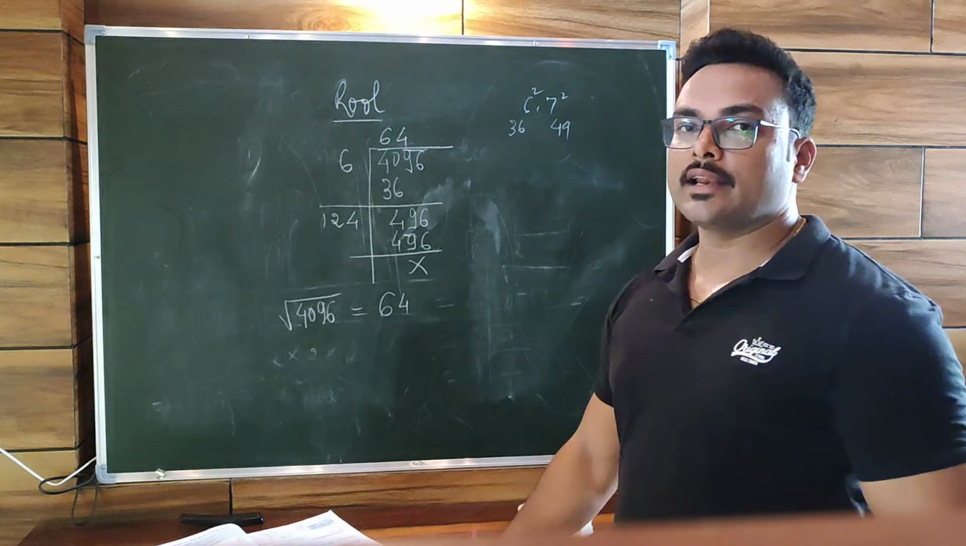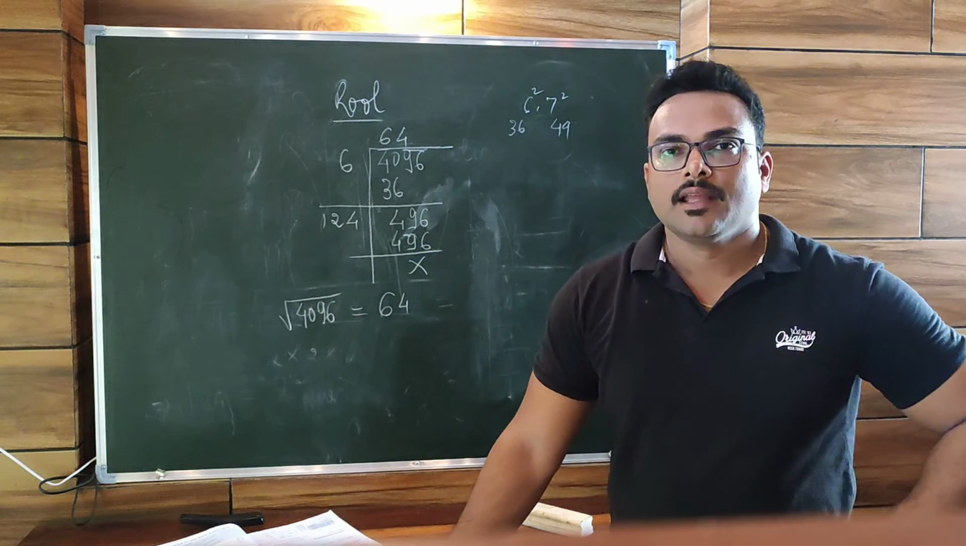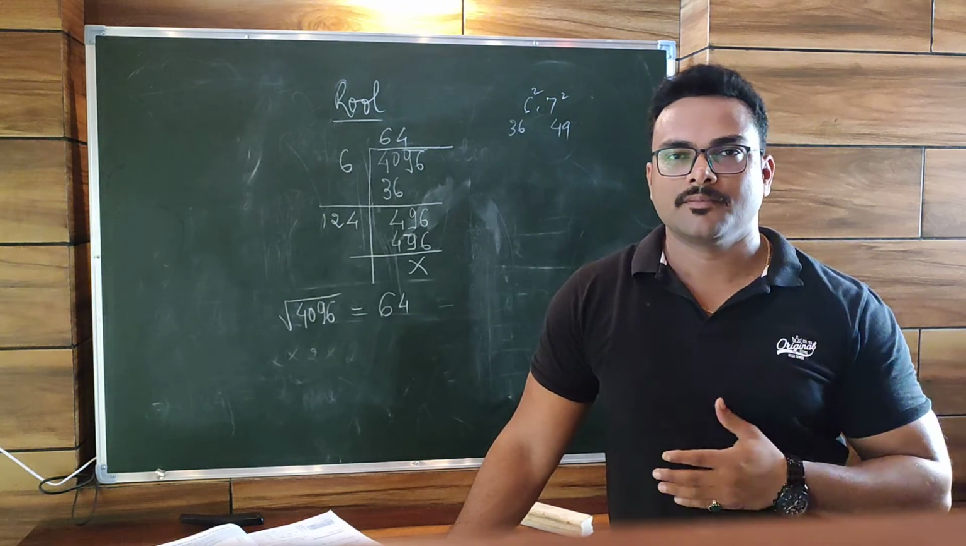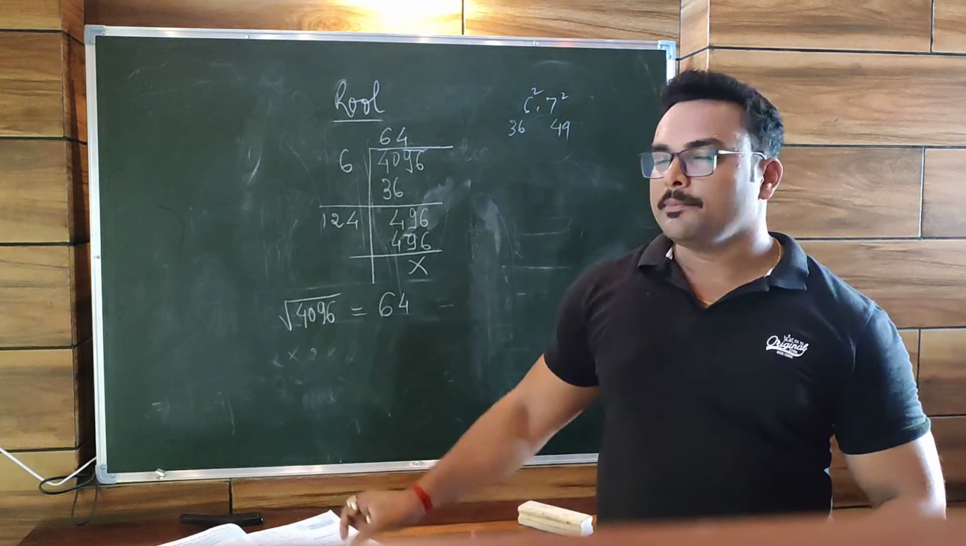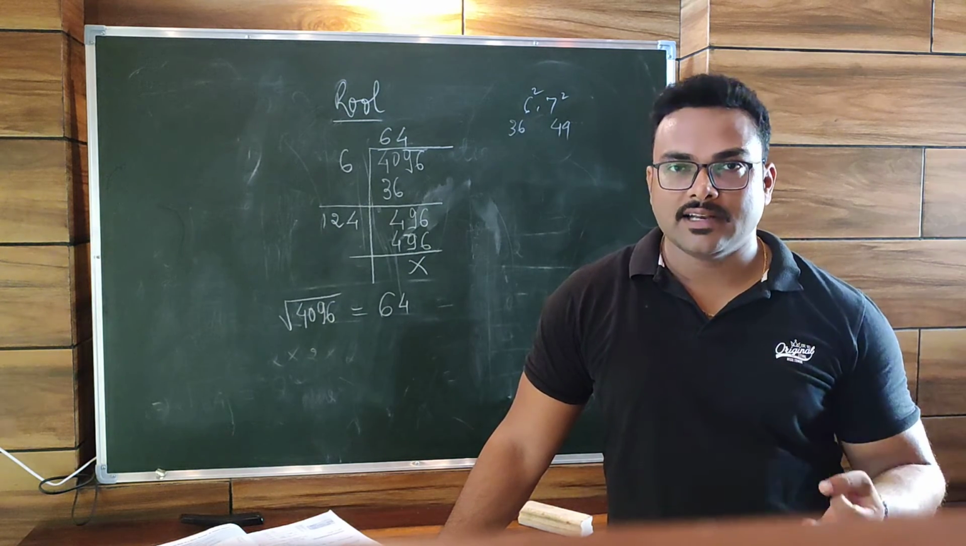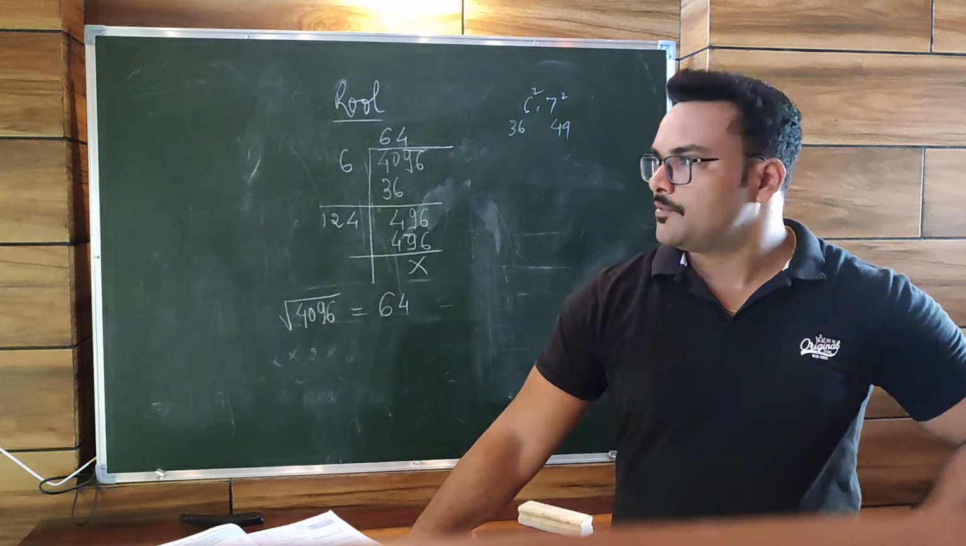So this way also we can calculate. Prime factorization, if you do it for bigger numbers, will take a lot of time, and prime factorization is generally used for small numbers. For bigger numbers, 4-digit, 5-digit, 6-digit, 7-digit numbers, you can use the long division method. It is very easy if you understood.